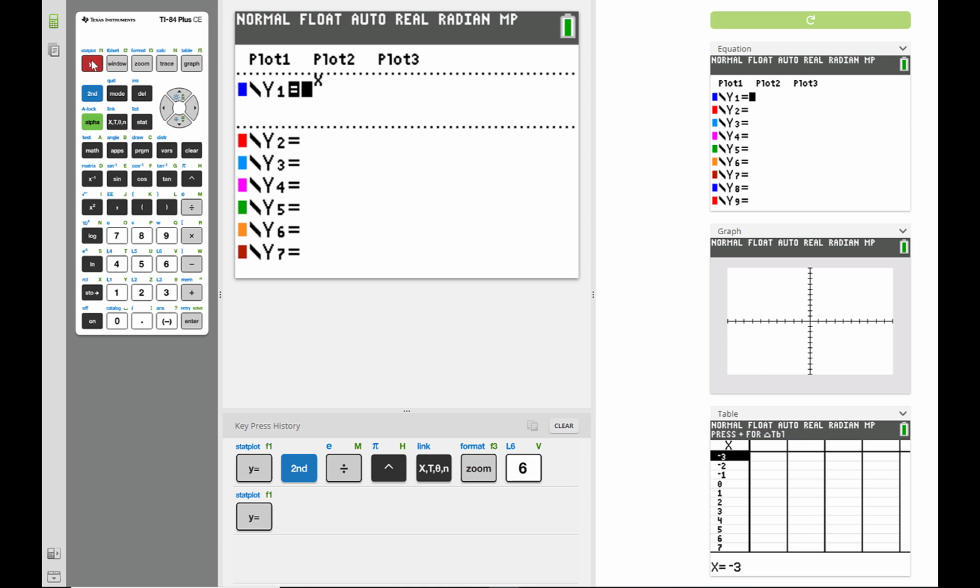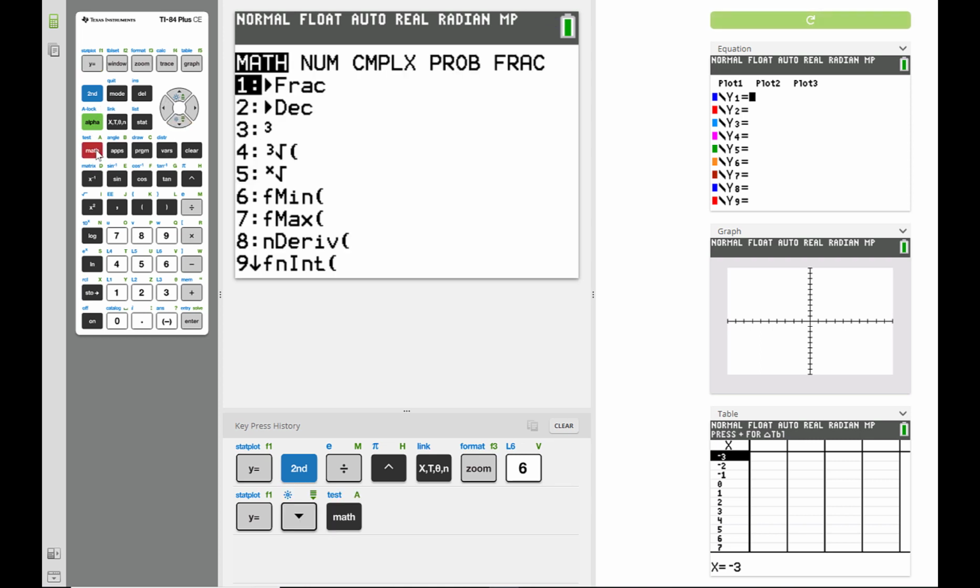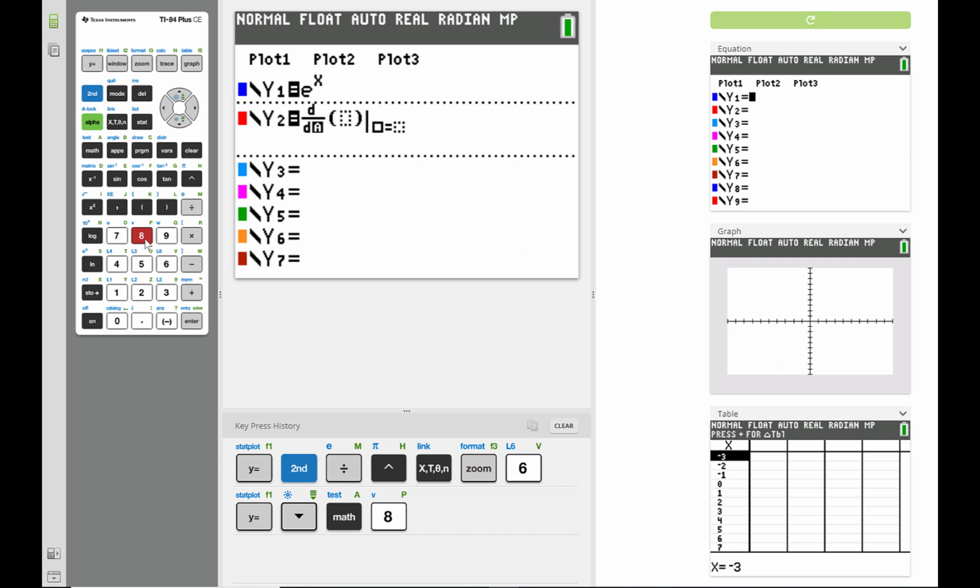Let's go to y equals. Let's press the down arrow key. And where it says y sub 2, we're going to press math. We're going to press number 8 for nDeriv. It's going to give us the derivative. Here we have to put an x for d dx to get the derivative with respect to x.